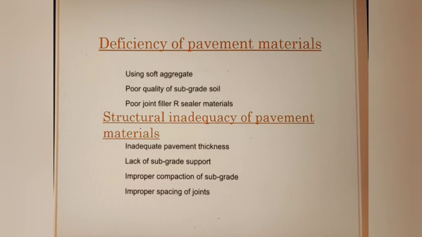So the deficiency of the pavement material means using of soft aggregate. Second reason, poor quality of the subgrade soil. Third reason is the usage of poor quality of joint filler or sealer material.